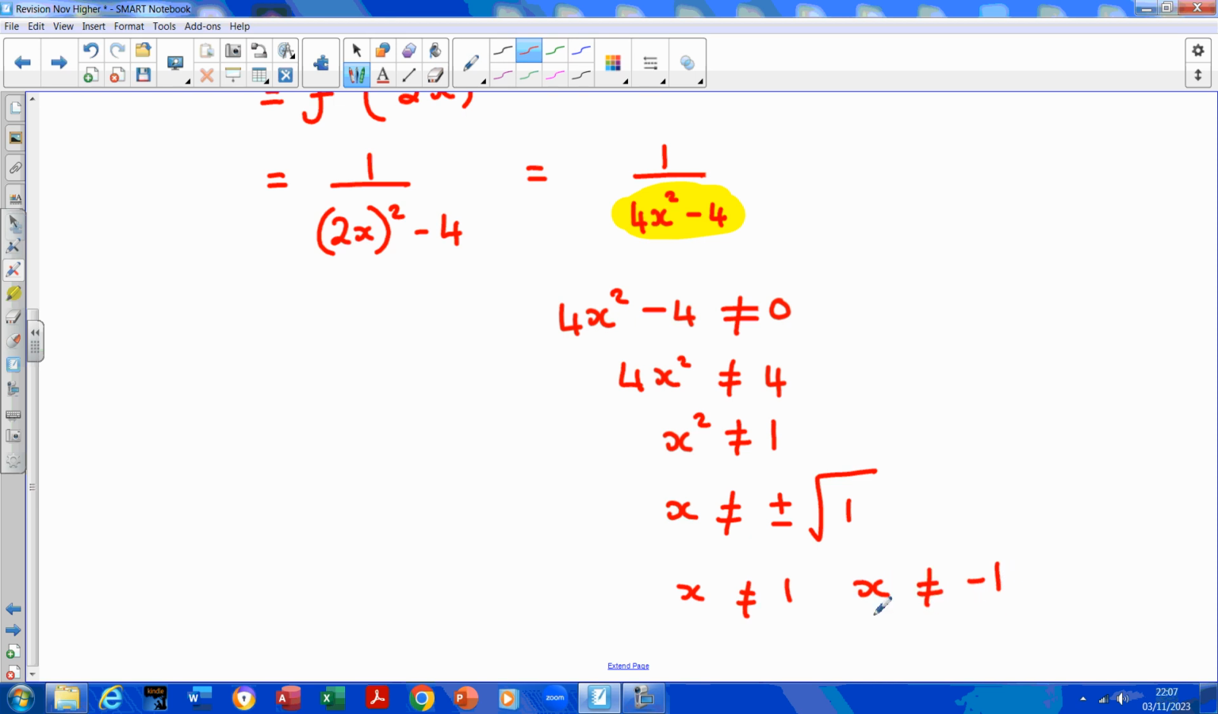Now the reason for that is 1 squared is 1, but also -1 times -1 is also equal to 1. So when you take a square root, you've got a positive root and you've got a negative root. So the suitable domain is any values of x, except you cannot use x equal to 1 and you can't use x equal to negative 1.